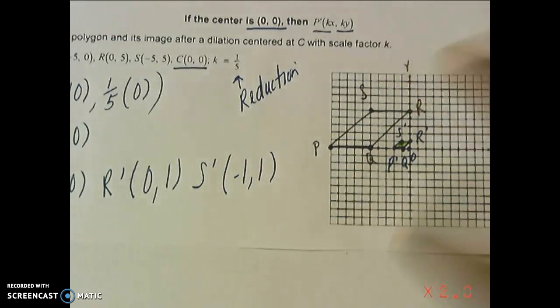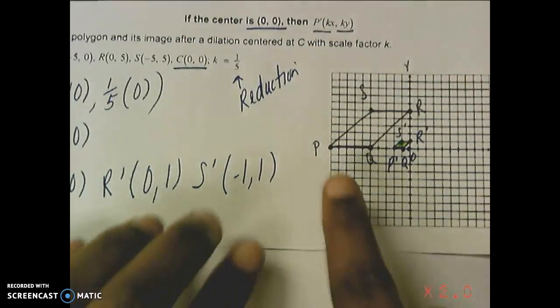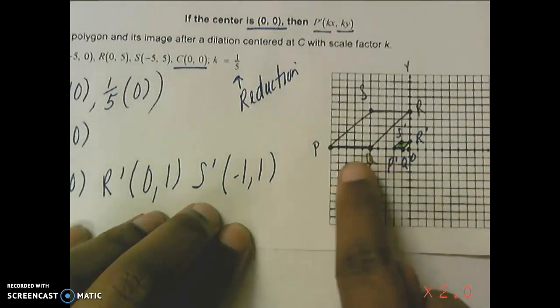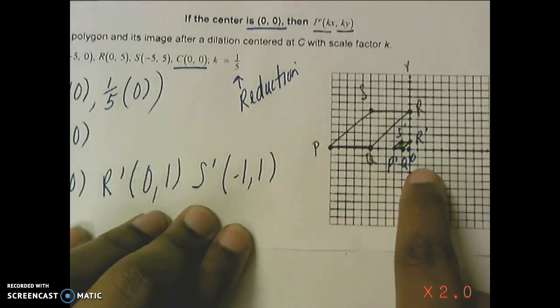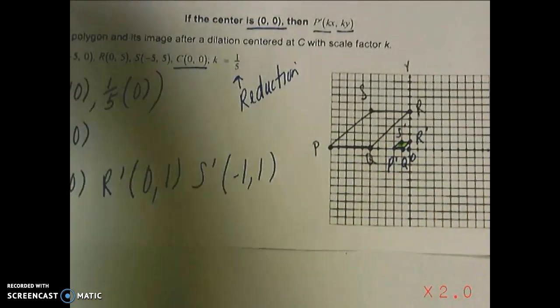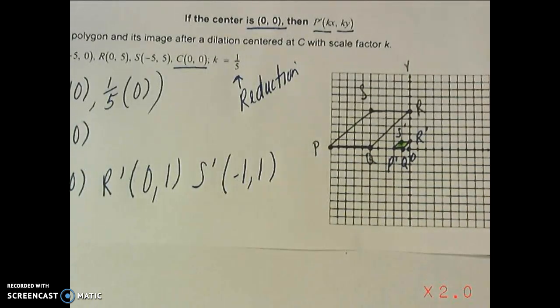But none of the points rotated or flipped around or anything like that. We went from P being at the bottom on the left to P being on the bottom at the left, Q being at the bottom on the right, bottom on the right. So we didn't change the orientation of the shape at all. All we did was reduce it by way of dilation.